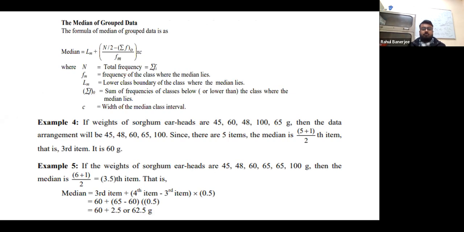Now this is generally how you can calculate the median for grouped data. This is a bit of a cumbersome formula: Lm plus, n by 2 minus summation f naught, into c. Now this n is the total frequency. This will be clear when we see an example. Fm is the frequency of the class where the median lies. How to calculate that, I'll show you. Lm is the lower class boundary of the class. This is the sum of frequencies below, the cumulative frequency, and this is the median class interval.